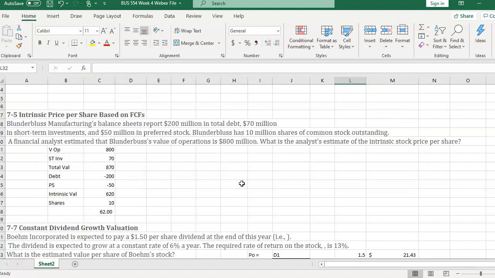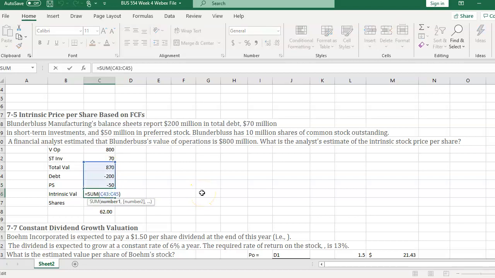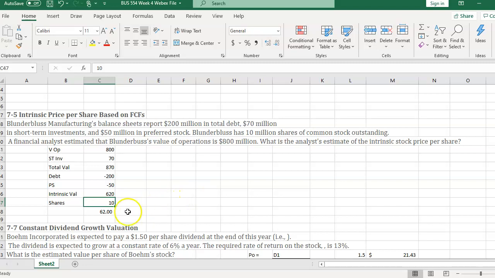Then question 5 is intrinsic value based on free cash flows. They gave us quite a bit of this info. We just had to build a little calculation here. So my value of operations they gave me was 800 million. They gave that to me right here. I add to that my short-term investments of 70. That's my total value. I then subtract my debt of 200 million. I subtract my preferred stock of 50 million. The difference then is my intrinsic value, my value minus my debt minus my preferred stock. I then divide that by the number of shares. That gives me what I believe is my intrinsic value per share of $62.